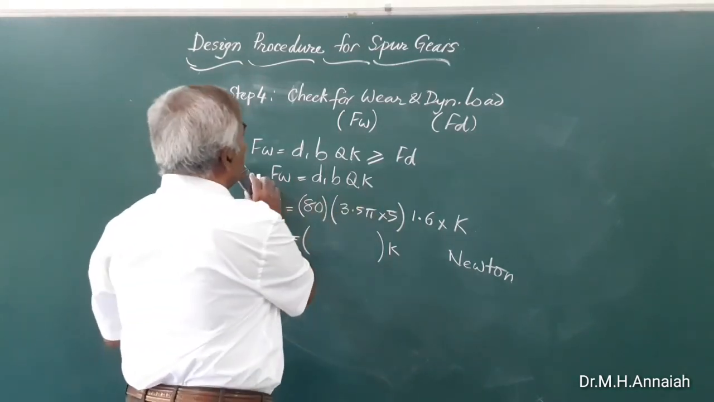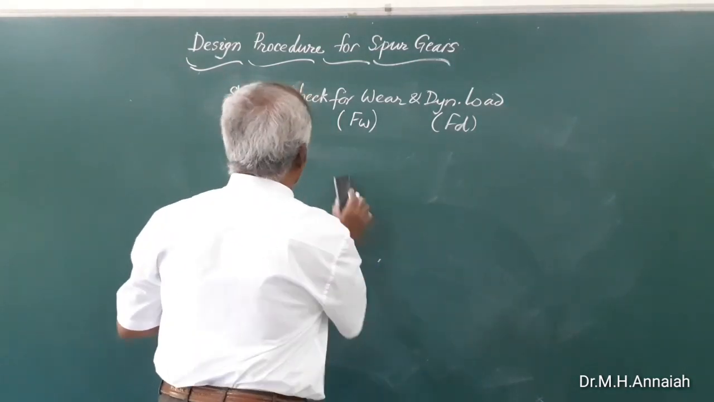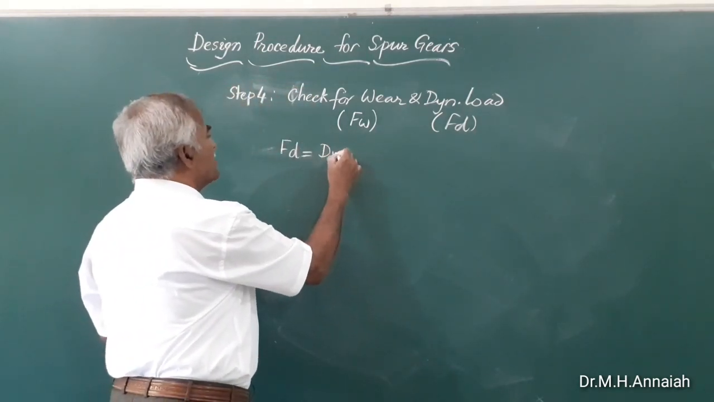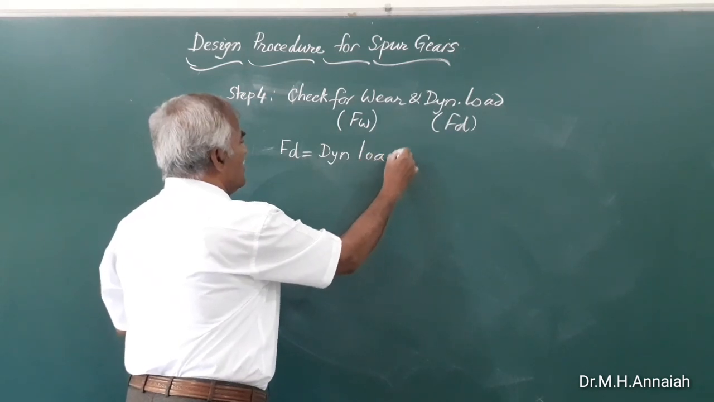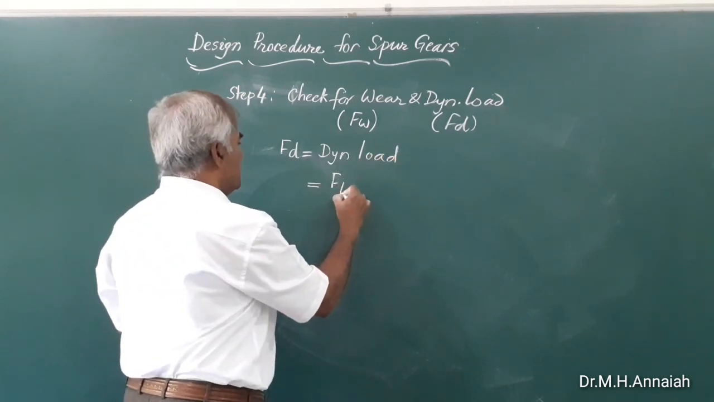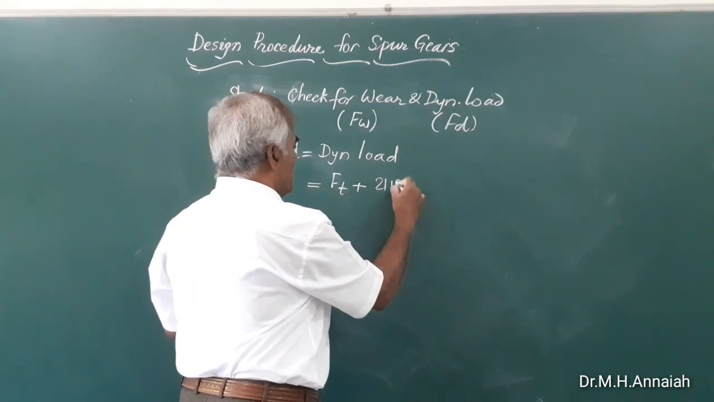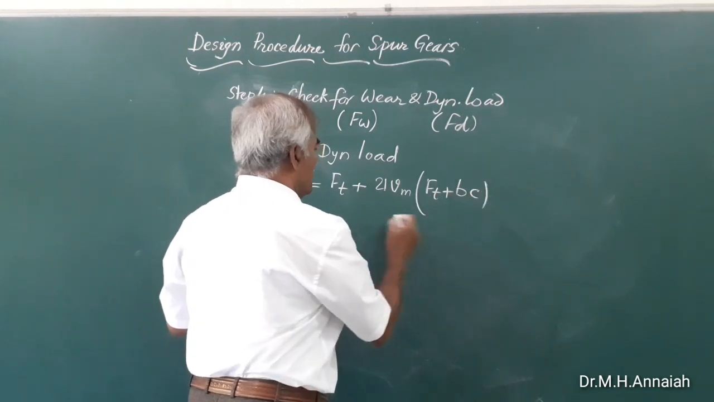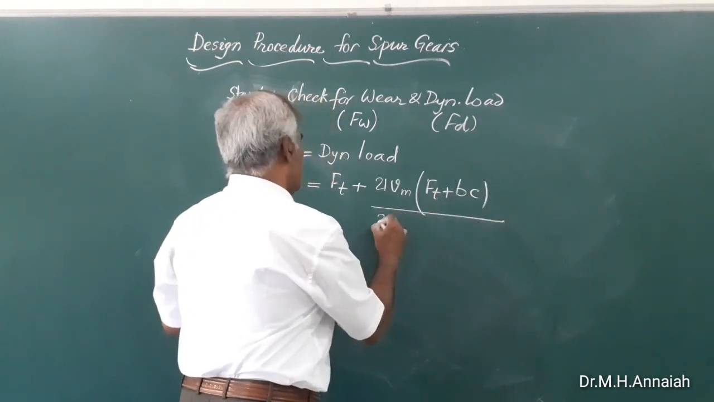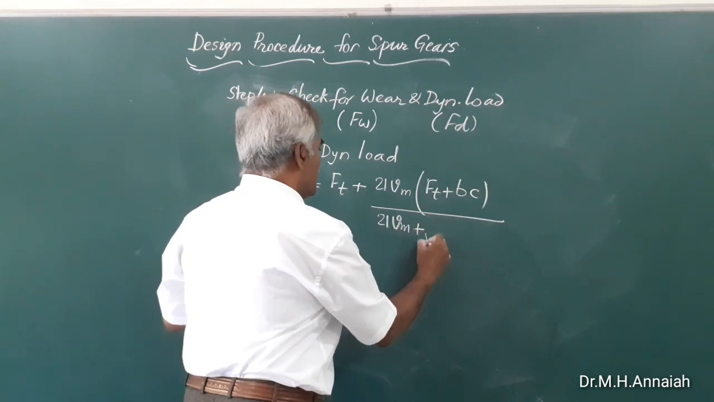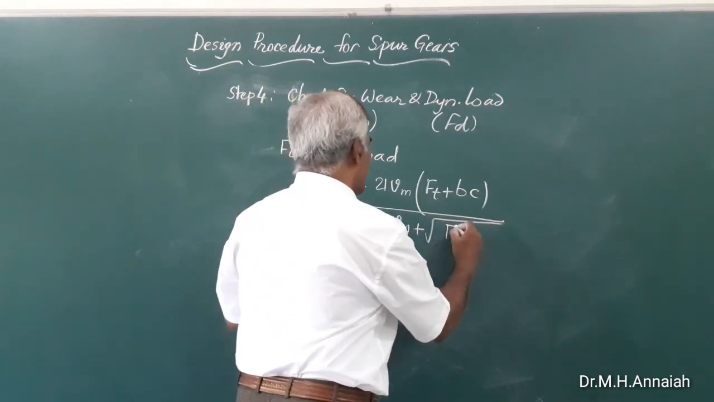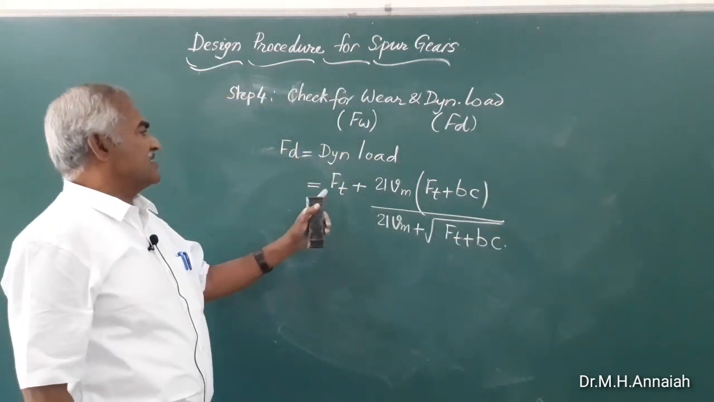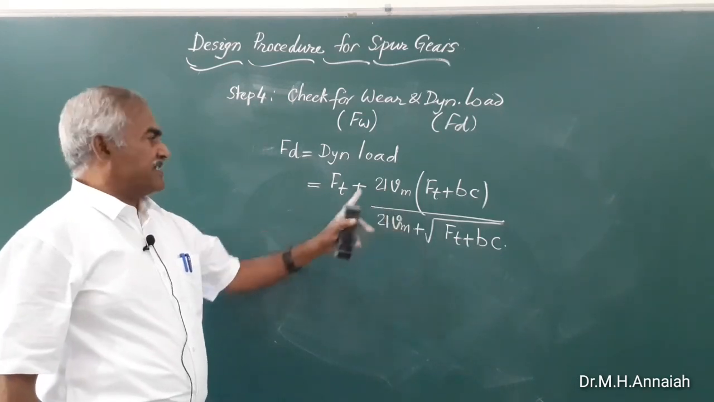So, let us see how to find out this Fd. Friends, Fd is called the dynamic factor or the dynamic load, and is given by the formula Ft plus 21 Vm into Ft plus Bc divided by 21 Vm plus square root of Ft plus Bc. This is the formula. This is the tangential load and this is the incremental load.